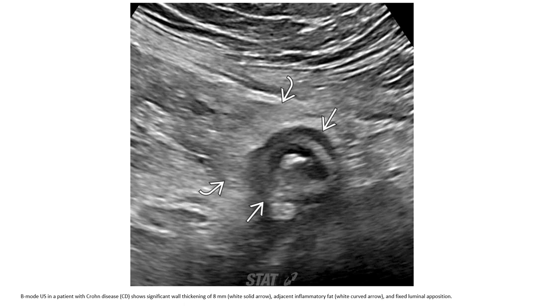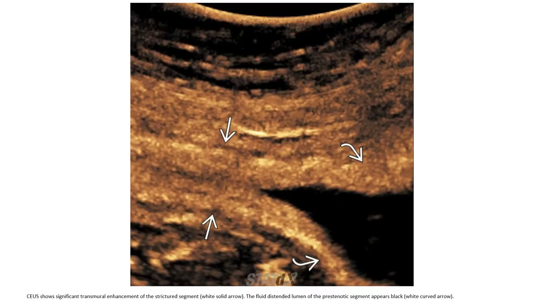Ultrasound in a patient with Crohn's disease shows significant wall thickening of 8 mm, adjacent inflammatory fat, and thick luminal occlusion. Contrast enhanced ultrasound shows significant transmural enhancement of the stricture. The fluid distended lumen of the pre-stenotic segment appeared black.